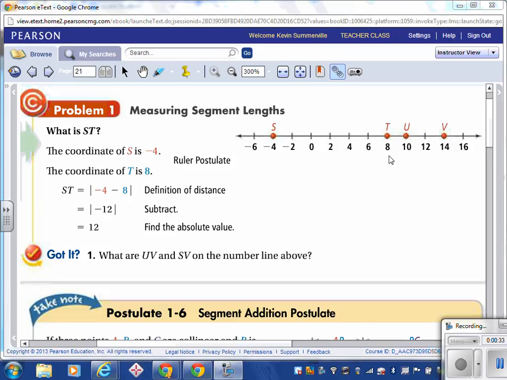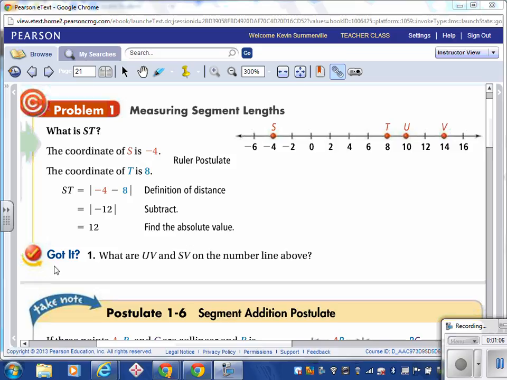We need to find the distance between S and T. The way we do that is we take the absolute value of -4 minus 8. That will tell us the distance of ST. When you do that, you'll get absolute value -12, and the absolute value of -12 is 12. That's the distance of how far that number is from 0.